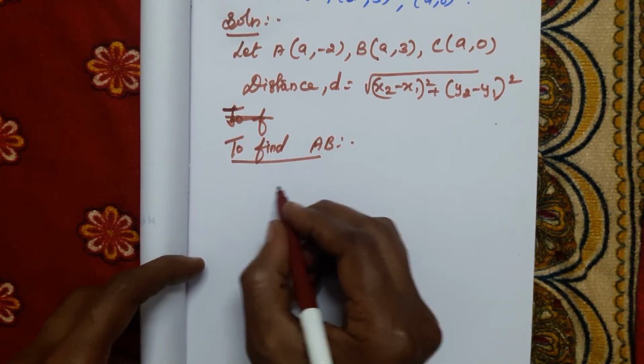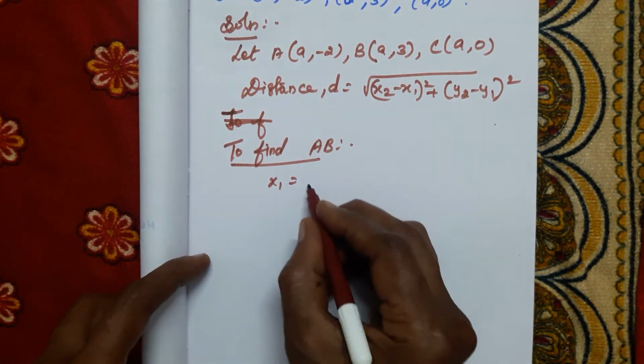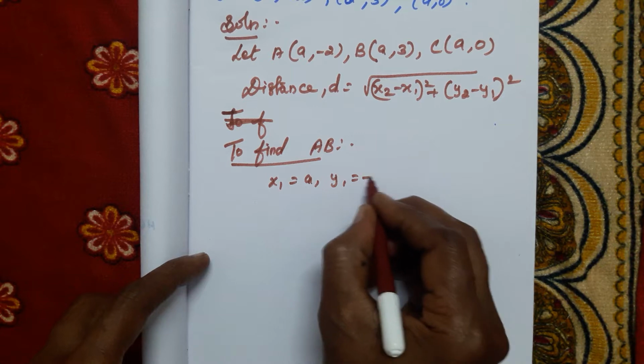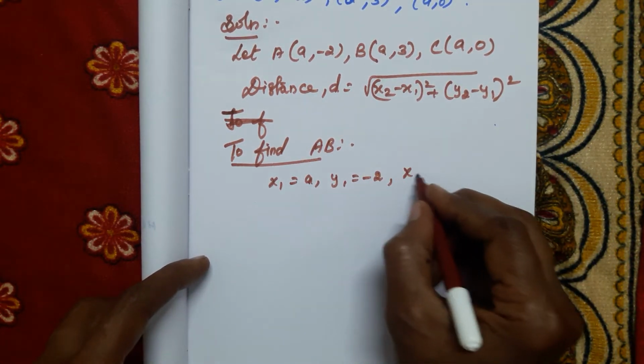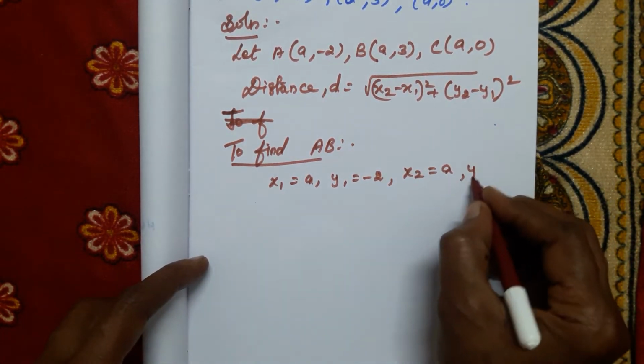What is x1? x1 is equal to A. y1 is equal to minus 2. x2 is equal to A. y2 is equal to 3.